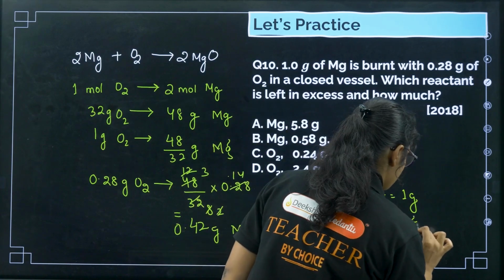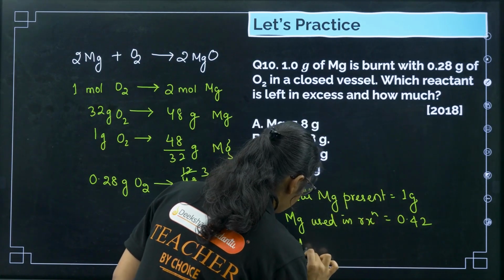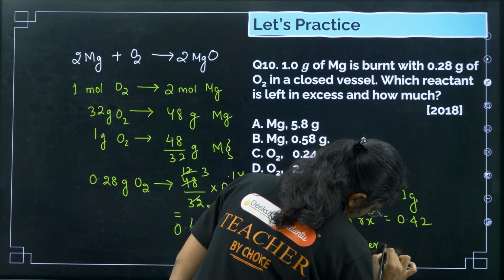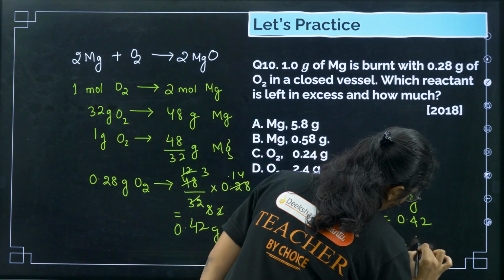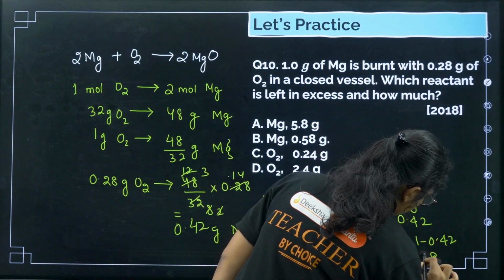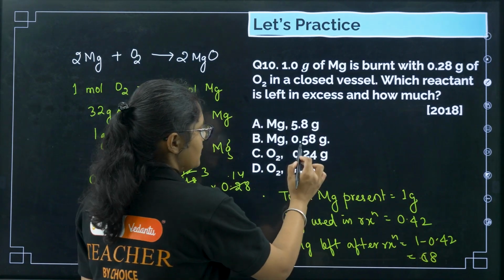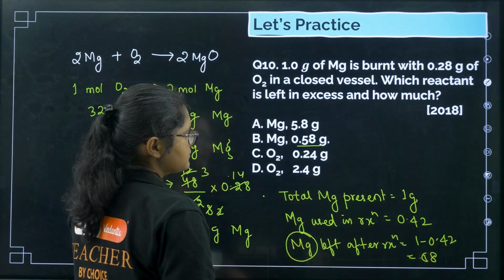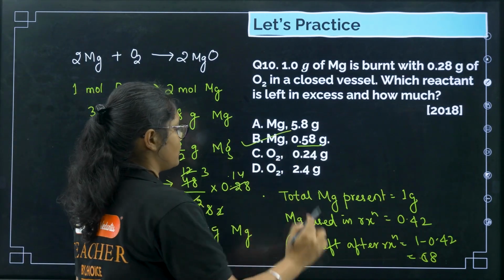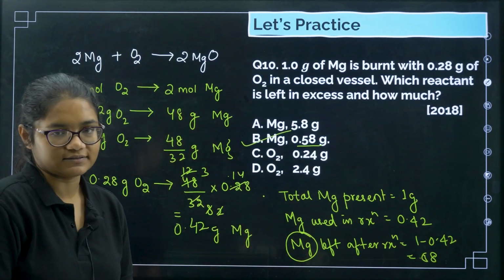0.42. Okay, so magnesium left after reaction is 1 minus 0.42. Okay, so we will get 0.58. Okay, and which is left? Magnesium is left, so definitely magnesium is the excess reactant. So that is why option number B is the correct answer here.